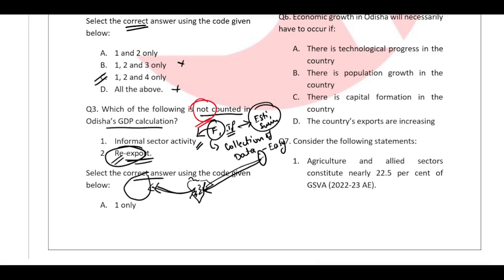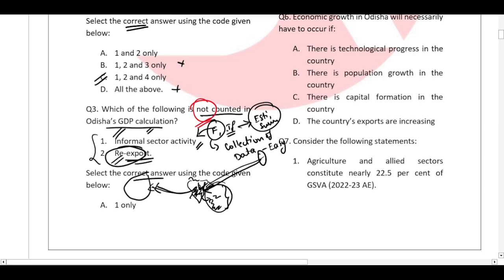See, when we import something, the profit margin will be added, or there will be some packaging change, or there will be slight value addition. So all of these are economic activities, right? Even though there is only some small addition happening. So that way, re-exports are also part of the GDP calculation. So both of them will be included under GDP calculation.